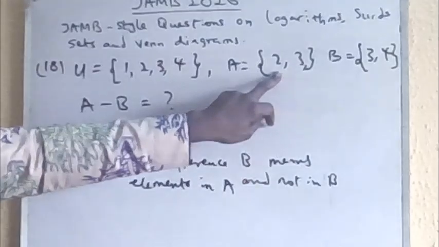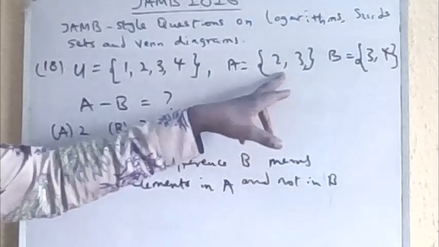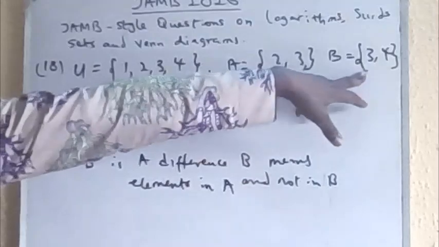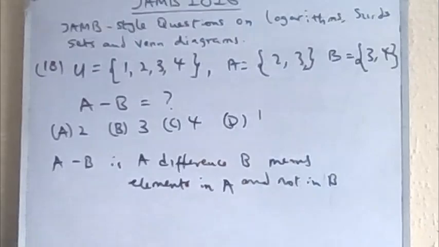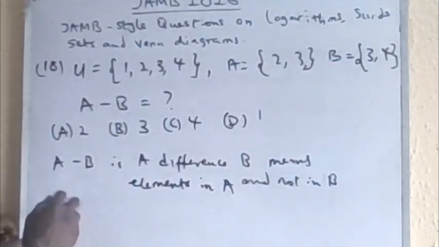So we'll start from A as a reference. I have 2, which is in A, not in B. 3 is in A and it's in B, so it doesn't qualify. So the only element in A, not in B, is 2. Therefore, A difference B is 2.